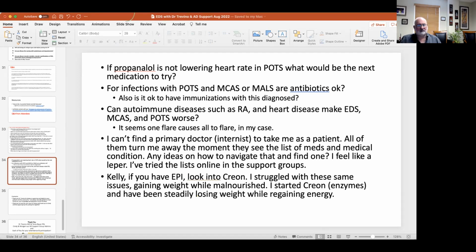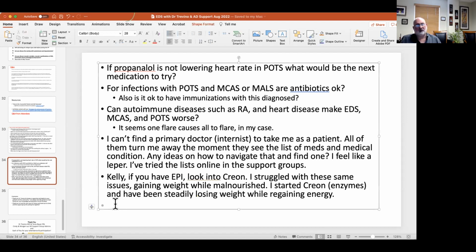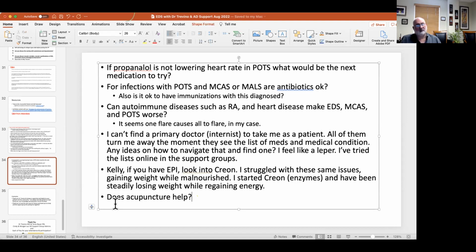MCAS, you'll have to figure that one out, because some people are intolerant to most antibiotics and some people can only take one or two. It's just everybody's different. I don't think there's a contraindication for antibiotics with POTS.